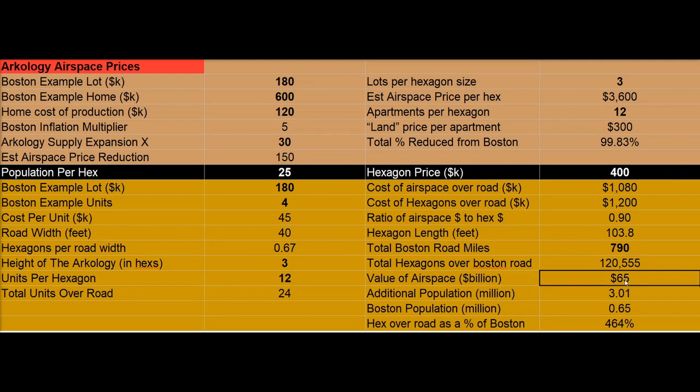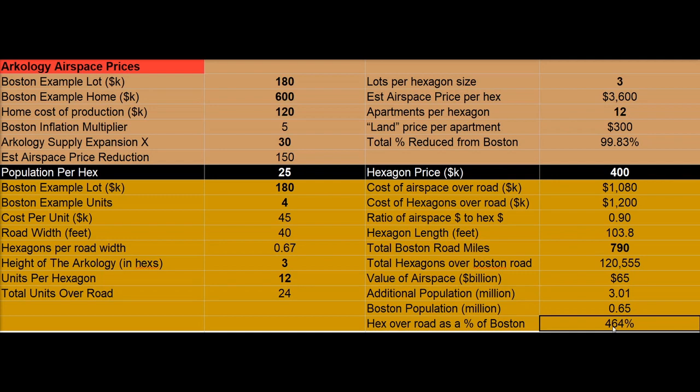So this is an airspace value using this figure. Airspace value of 65. Is this correct? Units per hexagon. Yeah, okay. Yeah, that's correct. Airspace value of $65 billion. This is an additional population of 3 million people. Boston's current population is 650,000, meaning the arcology that you're building over the airspace in the road is 464% of the current population.